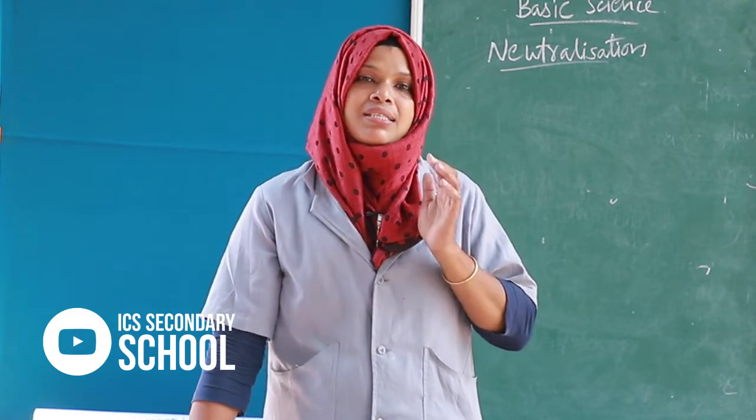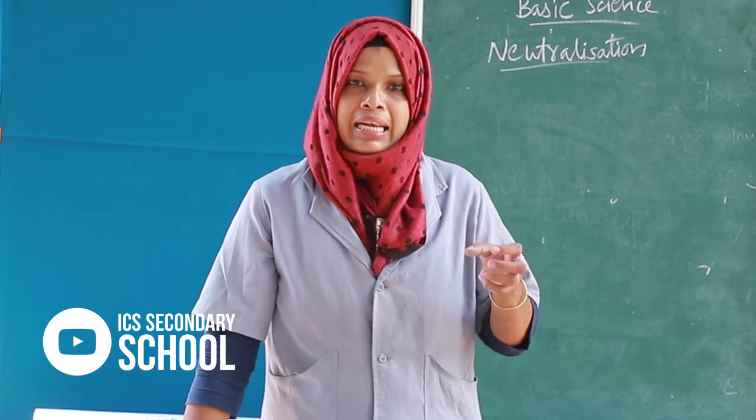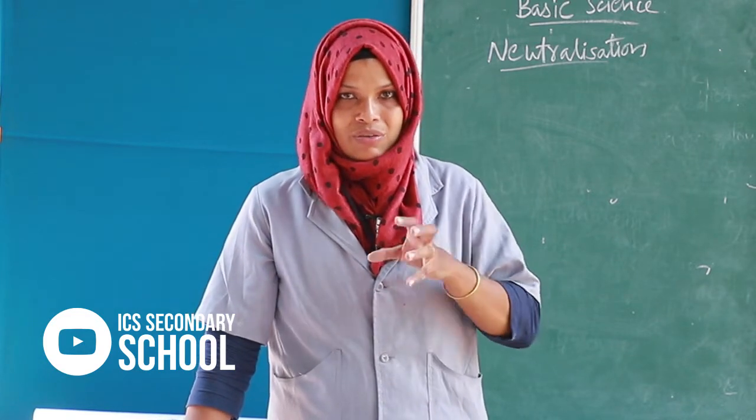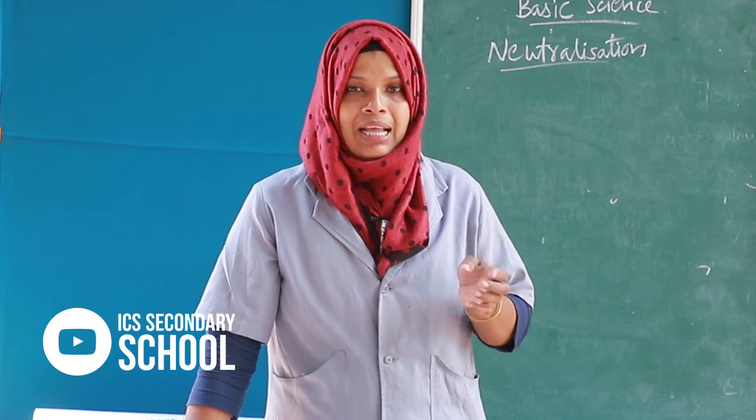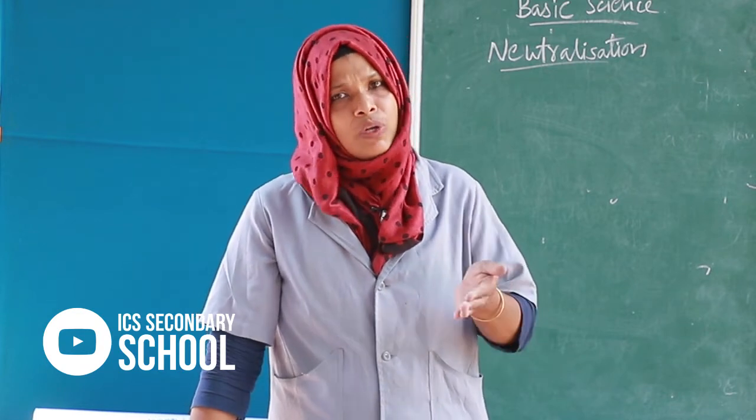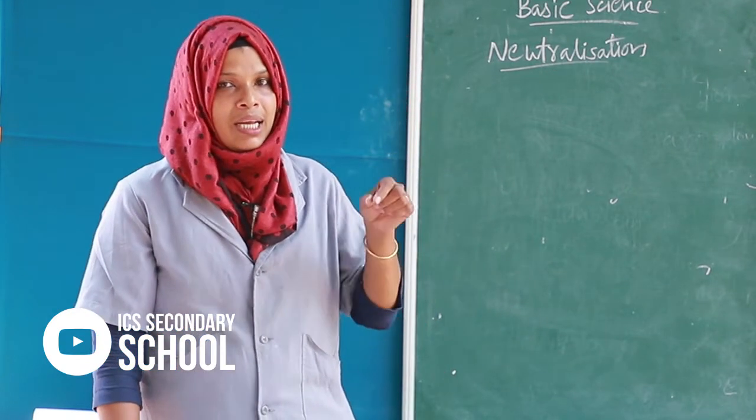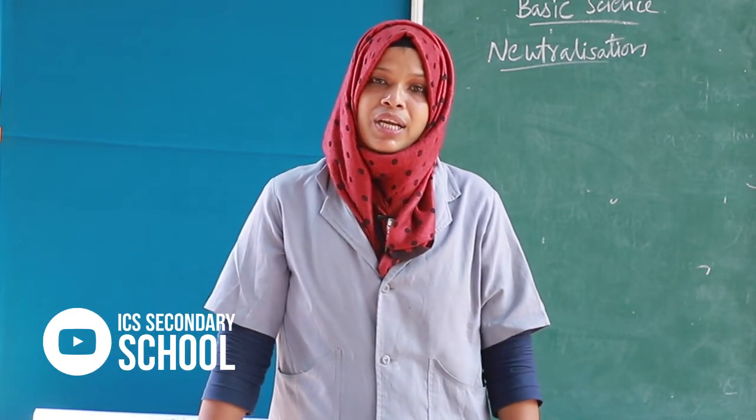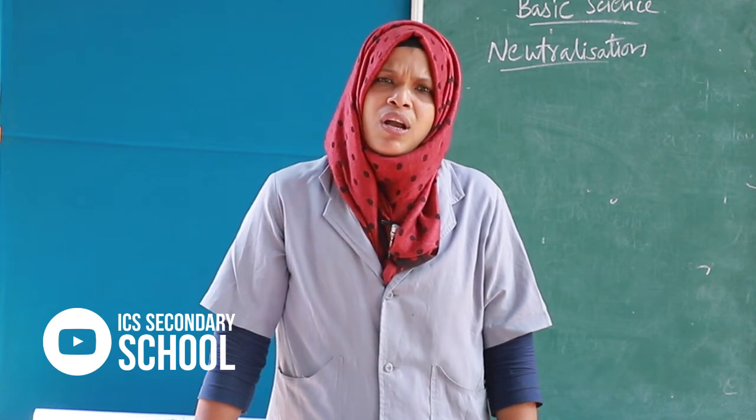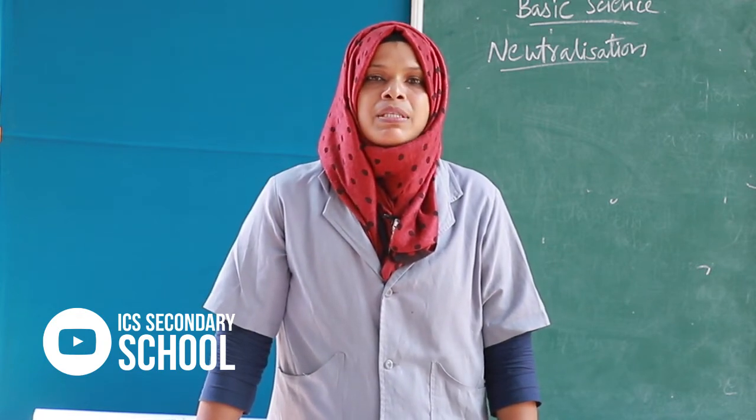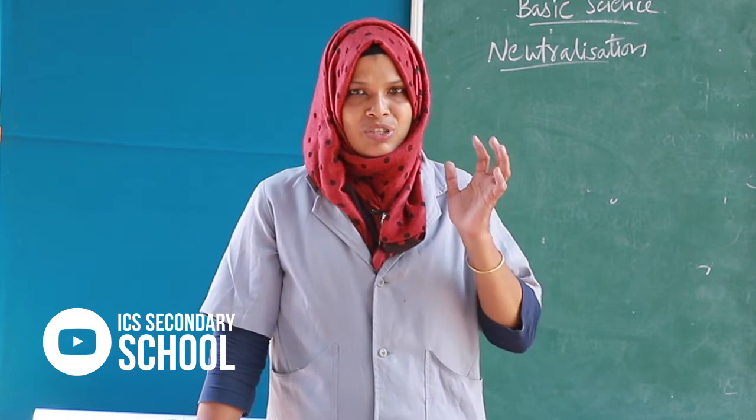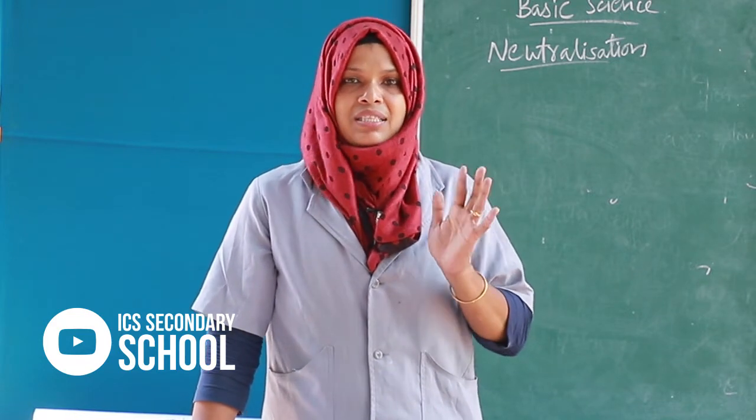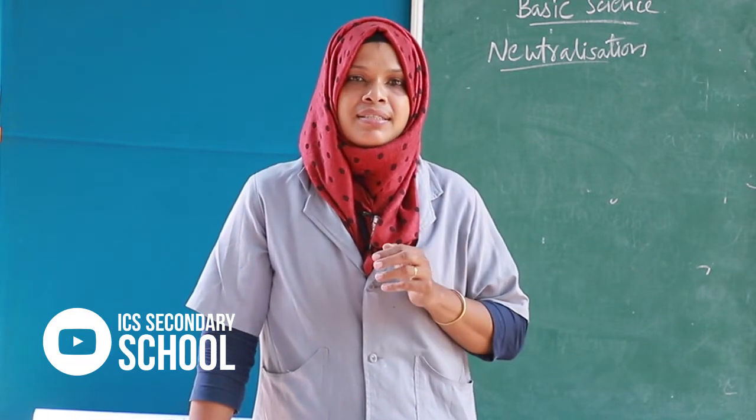Using litmus paper, identify the color change. First you take a red litmus paper, dip it in the solution and observe the color change. Then you take a blue litmus paper and dip it in this solution. You can see that litmus paper does not have any color change. Can you tell me what is the reason?